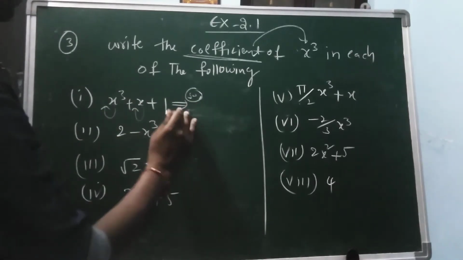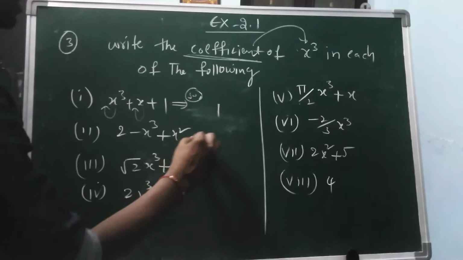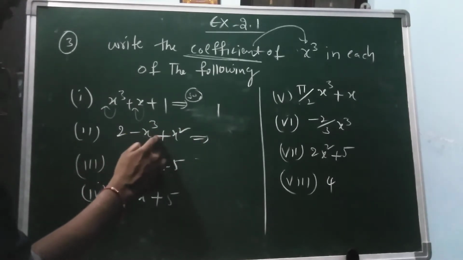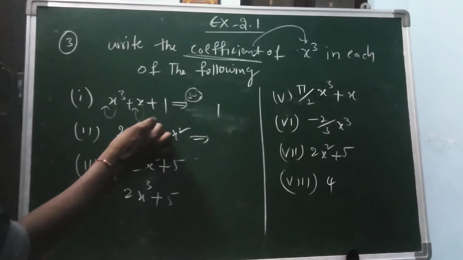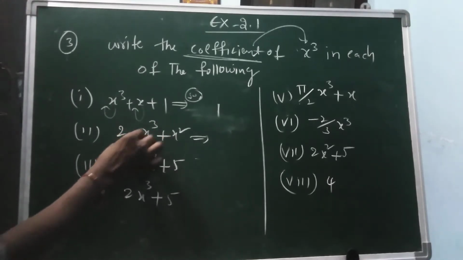Next problem. In this one, 2 minus x cube plus x square. What is the coefficient of x cube here? Here assume it is 1 with a negative sign, that means minus 1.